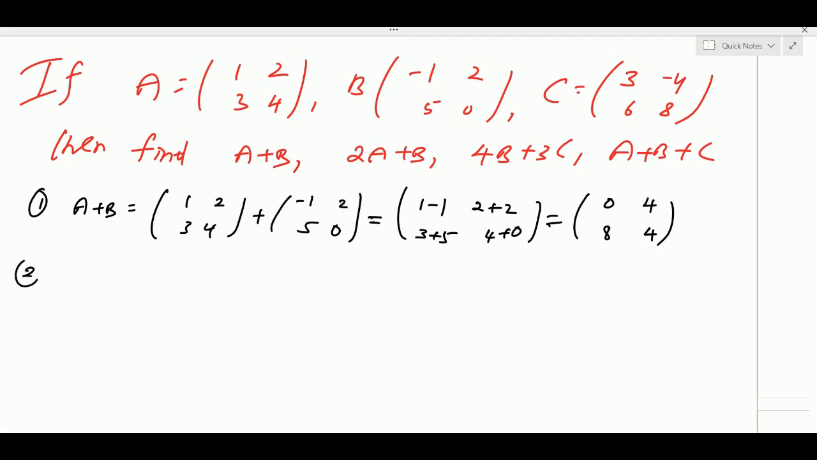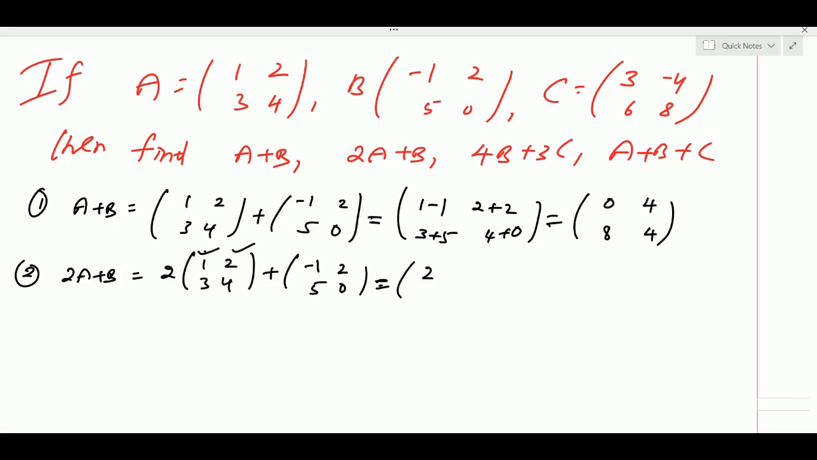Okay, next, 2A plus B, let's see. 2A plus B means what? First matrix A is multiplied with 2. 2 into 1, 2, 3, 4, with plus B. B is as it is, minus 1, 2, 5, 0. I told you, how can you obtain 2 into 1, 2, 3, 4? By multiplying each and every element by 2. 2 into 1 is 2, 2 into 2 is 4, 2 into 3 is 6, then 2 into 4 is 8, right? This is 2A plus B.